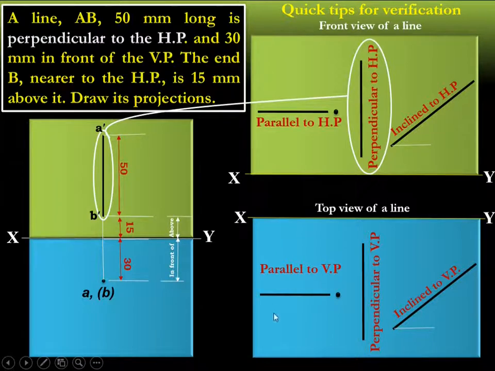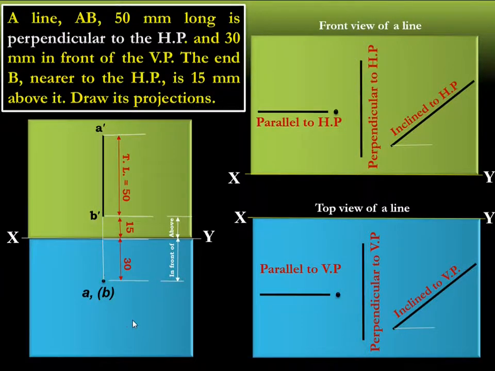We also know that whenever a line is parallel to one plane and perpendicular to the other plane, the parallel view will become a point. In this problem, the line is parallel to vertical plane and perpendicular to the horizontal plane. Therefore, the top view will become a point.